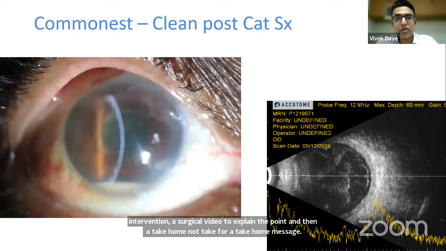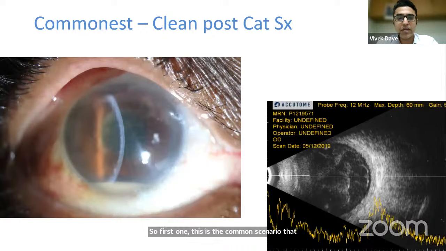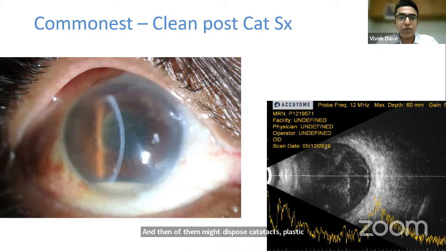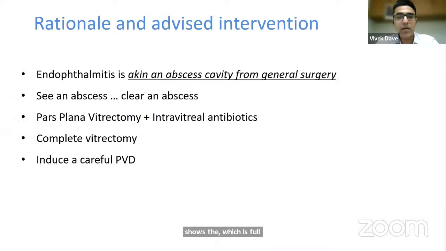So first one, this is the commonest scenario that we tend to face in our clinics. This is something that as cataract surgeons, we don't want to see, an endophthalmitis post-cataract surgery. Classic presentation of vision decrease post-op. You see corneal edema, you see a hypopyon, you see a B scan, which shows the vitreous cavity full of exudates.